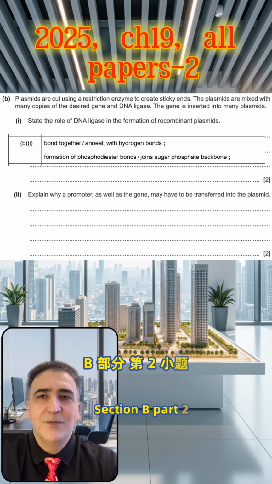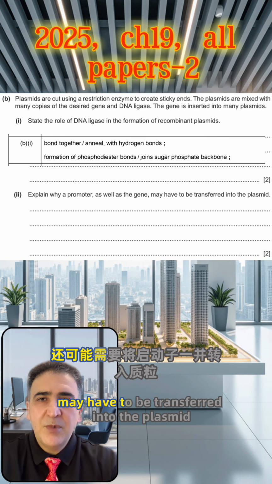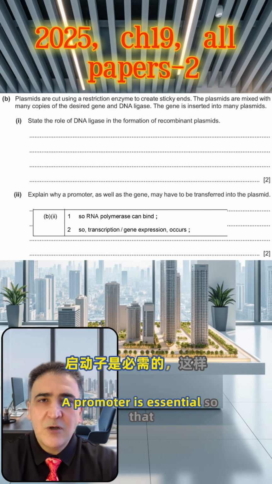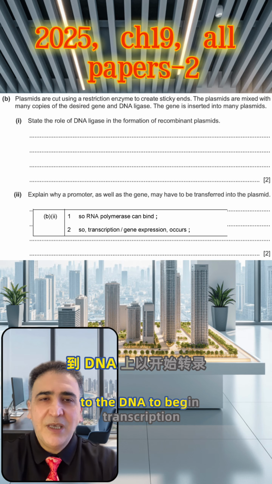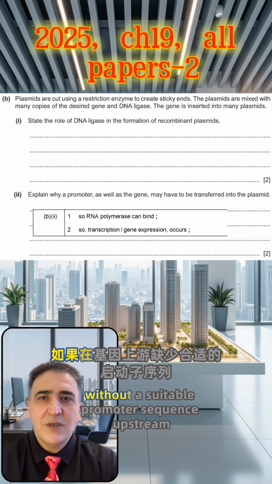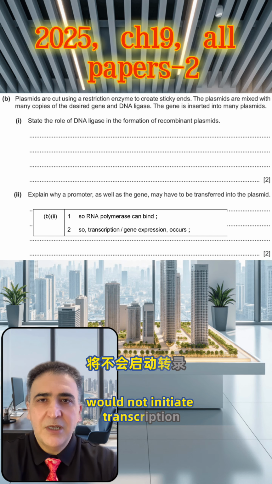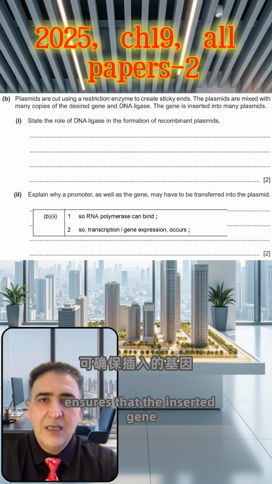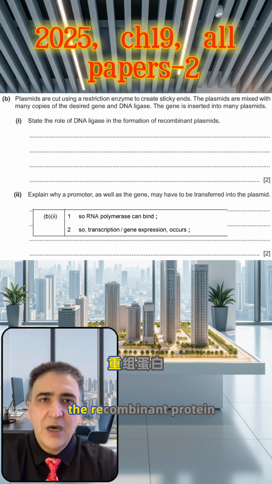Section B, Part 2. Explain why a promoter as well as the gene may have to be transferred into the plasmid. A promoter is essential so that RNA polymerase can recognize and bind to the DNA to begin transcription. Without a suitable promoter sequence upstream of the gene, the bacterial RNA polymerase would not initiate transcription, meaning the gene would not be expressed. Including a promoter ensures that the inserted gene is transcribed and therefore the recombinant protein can be produced.